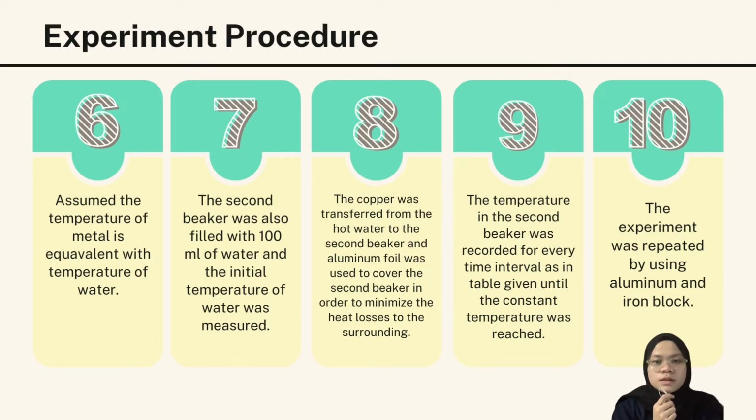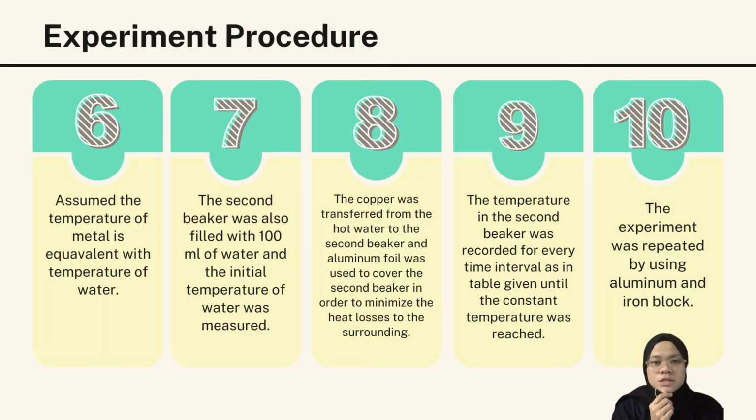And then the second beaker was also filled with 100 milliliters of water, and the initial temperature of the water was measured. Next, the copper was transferred from the hot water to the second beaker, and aluminium foil was used to cover the second beaker in order to minimize heat loss to the surroundings.